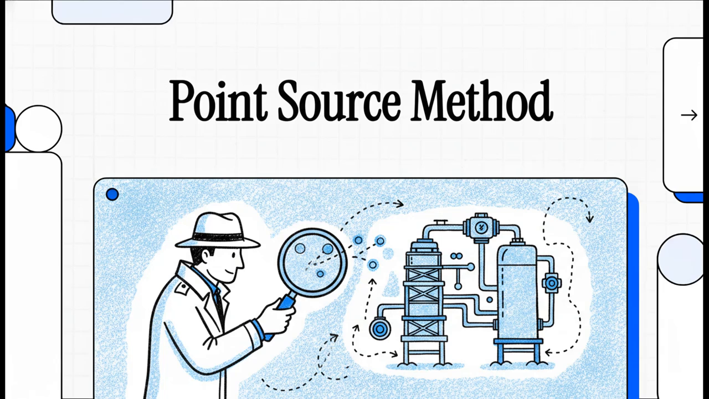Welcome back to The Explainer. Today we're putting on our detective hats. Our mission? We're tracking down literally every single leak point on a facility. We have to do this to build a flawless, ironclad hazardous area map.